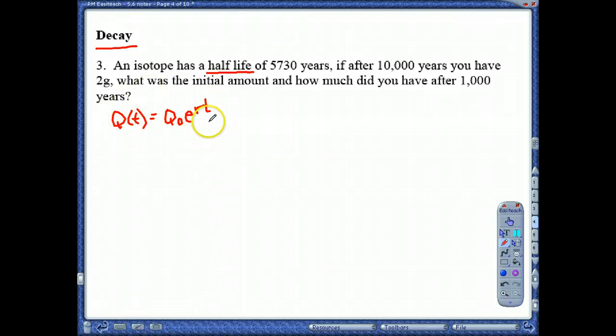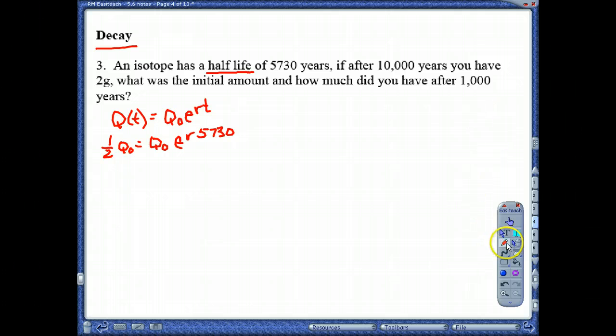Now looking at our formula, we don't know what the initial amount is, we don't know what r is, we don't know what t is. We have to start finding some of this information. So this half-life is going to help us find out what that r is or what that k is, however you want to refer to it. So half-life, that means we have half of what we started with, and it took us 5,730 years to get it there.